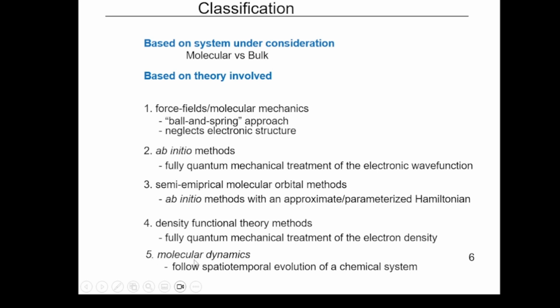The fifth class here is molecular dynamics. The word dynamic clearly tells you that it is related to movement. So in this approach, molecules are allowed to move, and it follows the spatiotemporal evolution of a chemical system, or in other words, how a system looks if it is seen in the time frame. So molecules are free to move under certain conditions, and how the structure of the system evolves as a result of this movement is known as the spatiotemporal evolution of a chemical system.